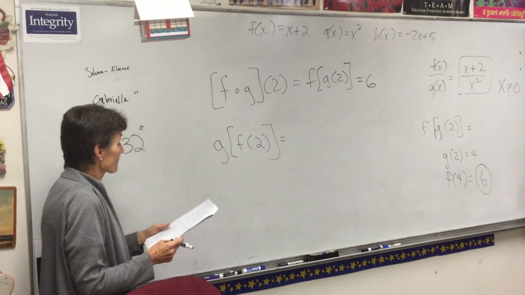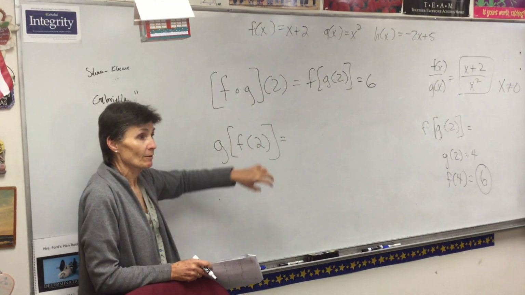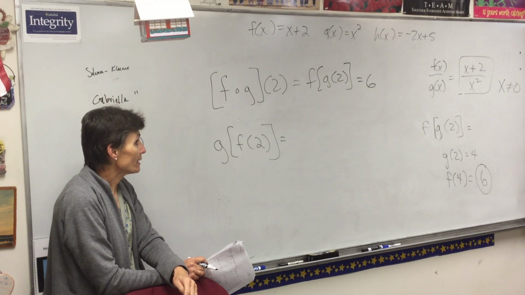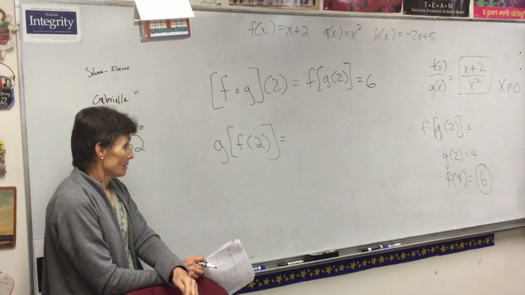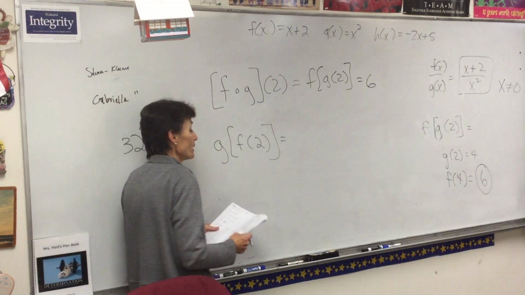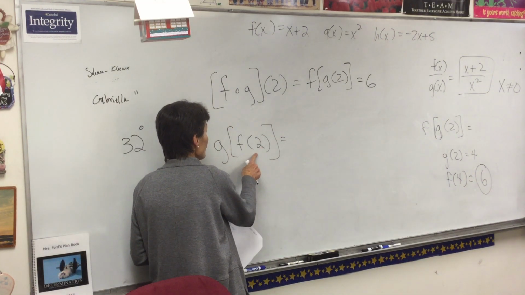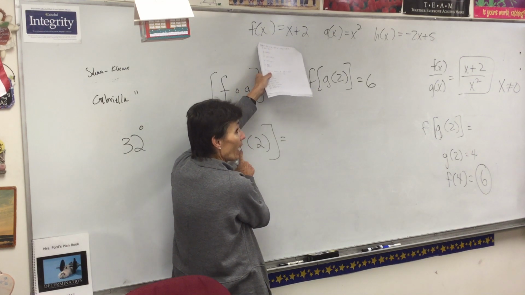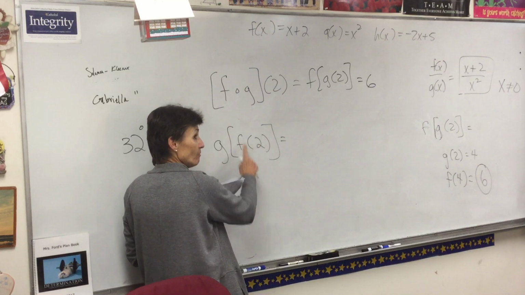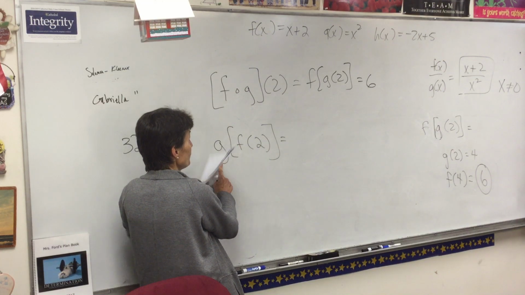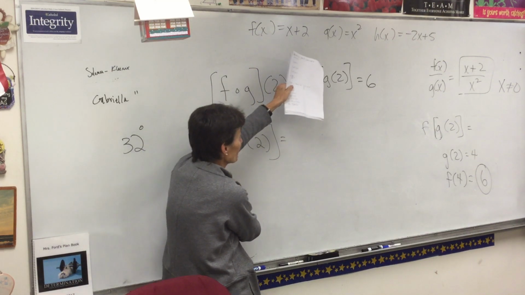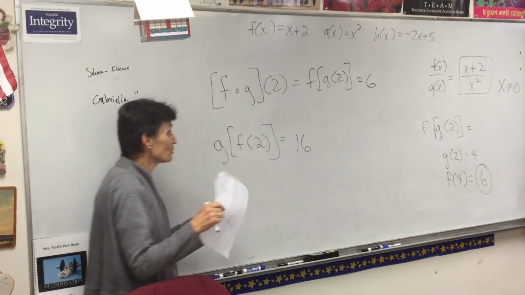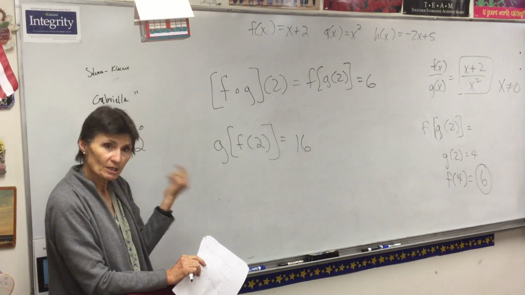Now, what's happening here? Same letters and numbers, but what's different? You're putting the 2 into the F function. So we're going to start by putting 2 into F. Well, what do I get if I put 2 into F? 4. I get 4. Then I take the 4 and put it into G. What do I get when I put 4 into G? 16. So if I do things in a different order, it changes my answer.